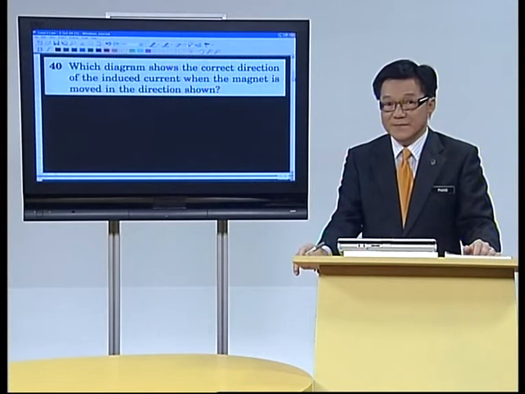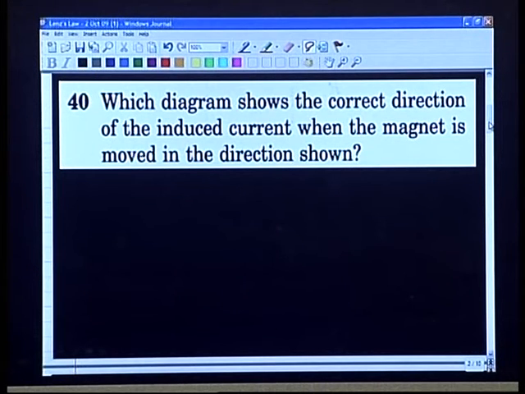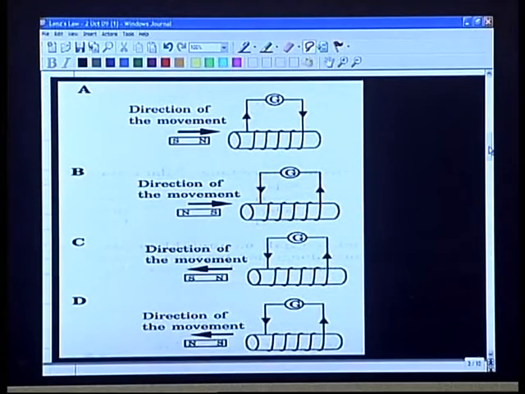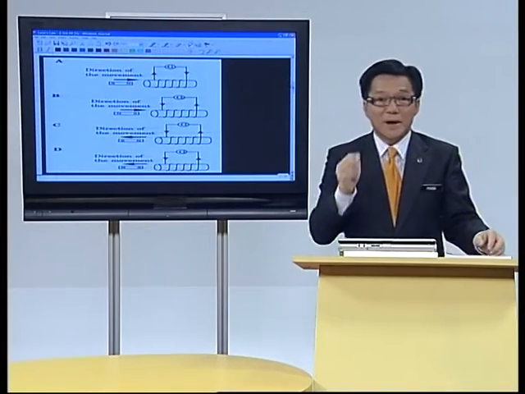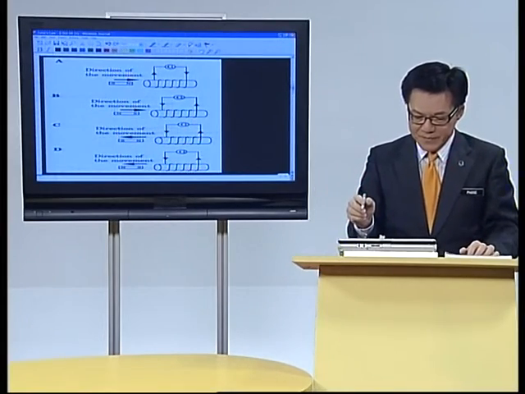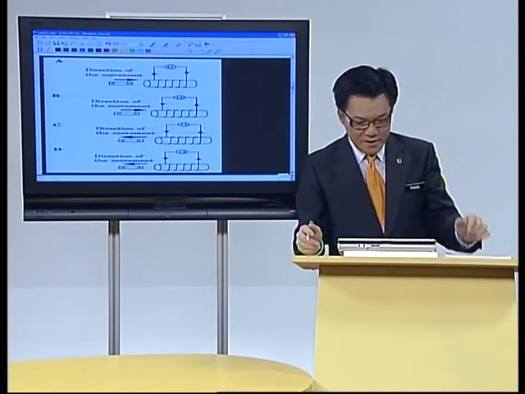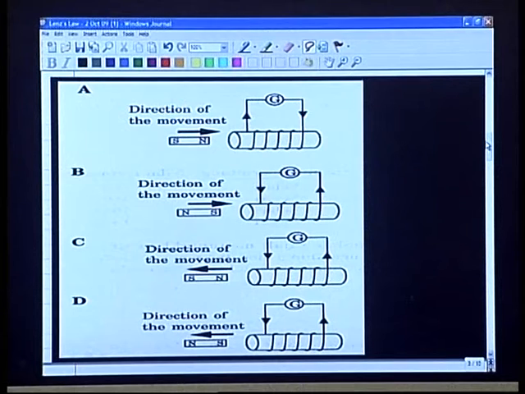This is our question. Which diagram shows the correct direction of the induced current when the magnet is moved in the direction shown? Now, I'm going to do it one by one. Every step, one by one, and then I'm going to explain it. So, look at answer A.